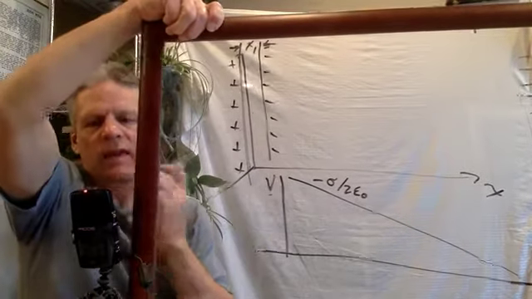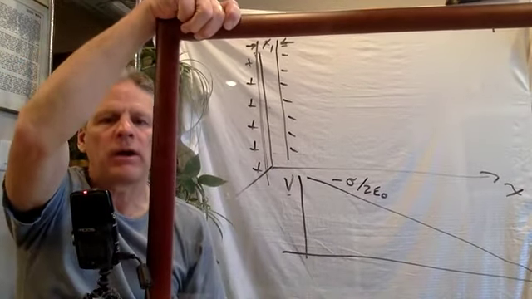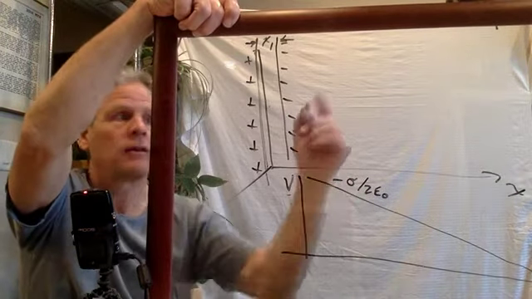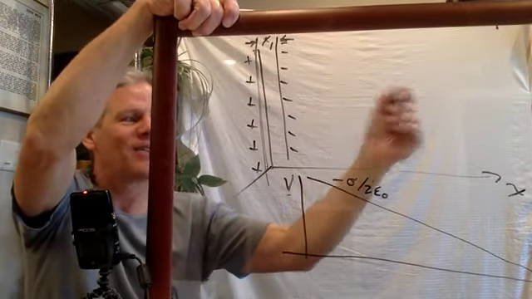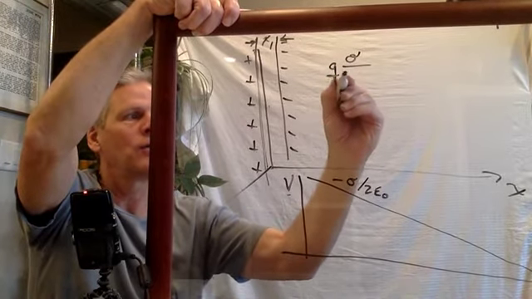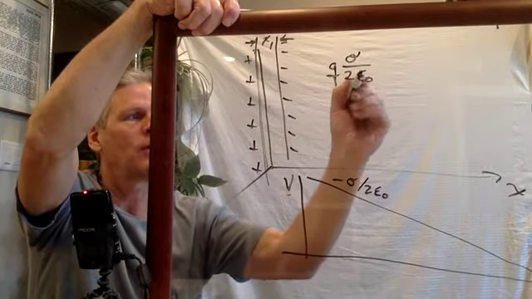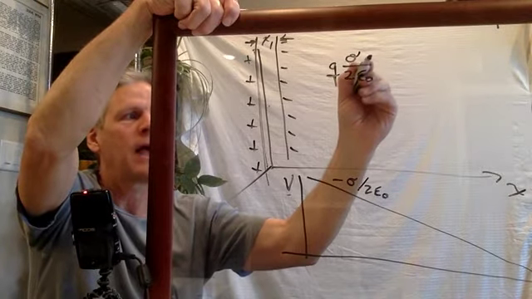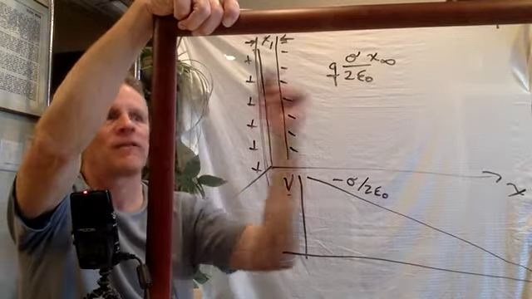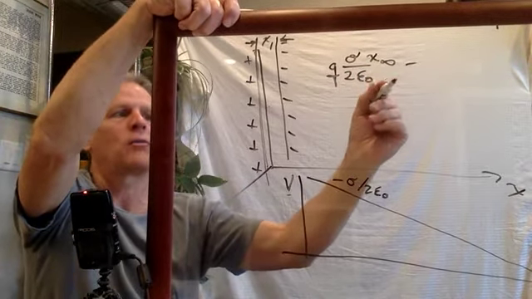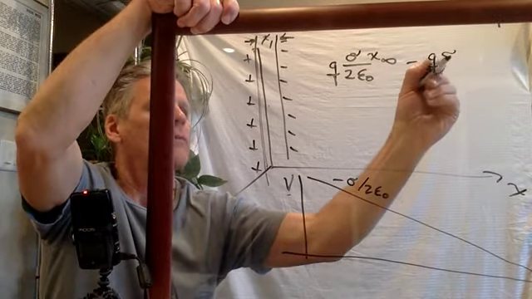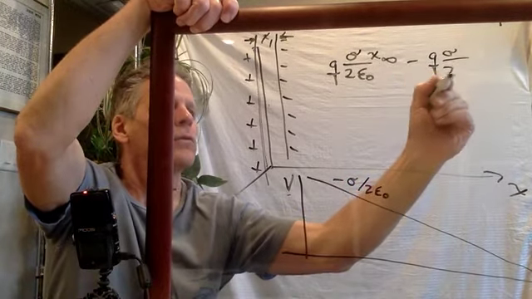So what's the amount of energy that we are going to gain or lose? Well, what's the potential energy difference? We start out at Q sigma over 2 epsilon 0 times x, I'll go ahead and say x infinity. So that's our initial. Our final potential energy is Q sigma over 2 epsilon 0.